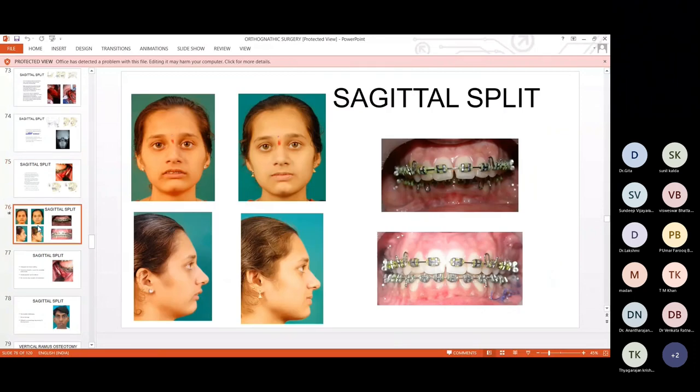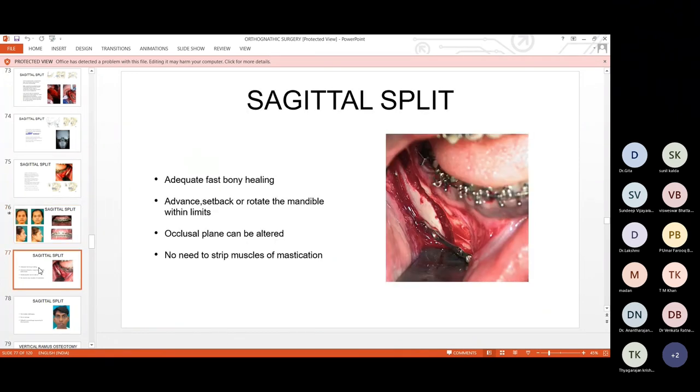This is one of the cases in which you can see the small chin and then a sliding of the occlusion like that. So the mandibular split and then the BSSO is done, and it is a good result. So how does it help? It helps in adequate, fast bony healing, and advancement, setback or rotation of the mandible within limits. The occlusal plane can be altered, as I told you, just like the maxilla. There is no need to strip the muscles of mastication, especially the masseter, or even for that matter anteriorly.